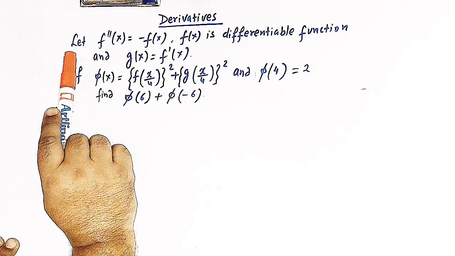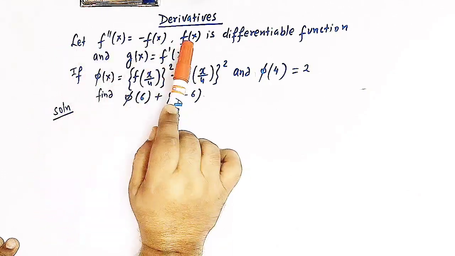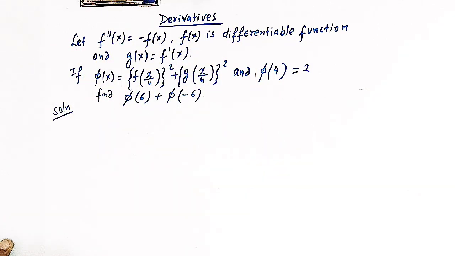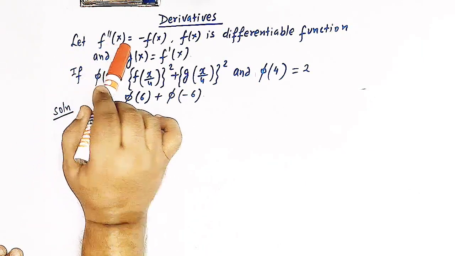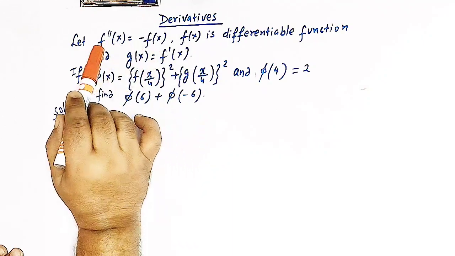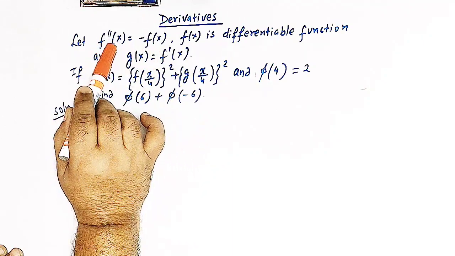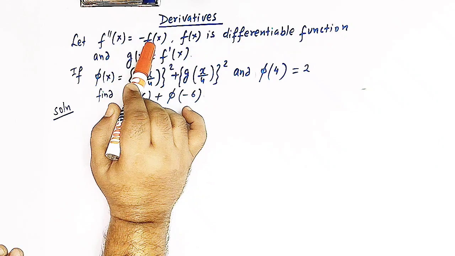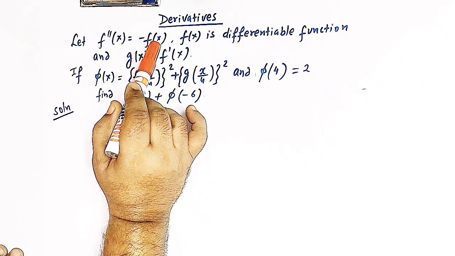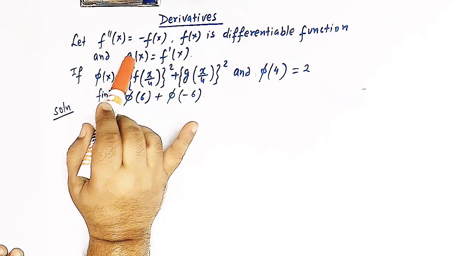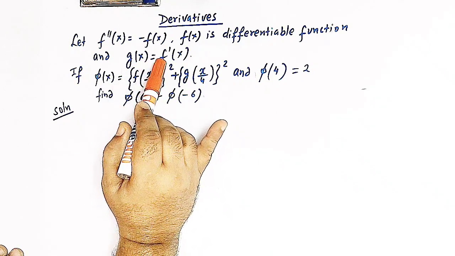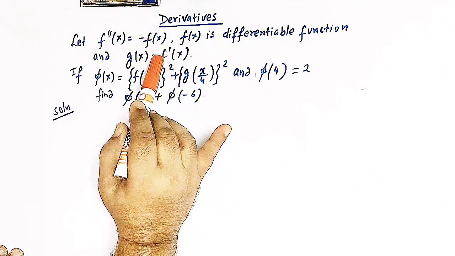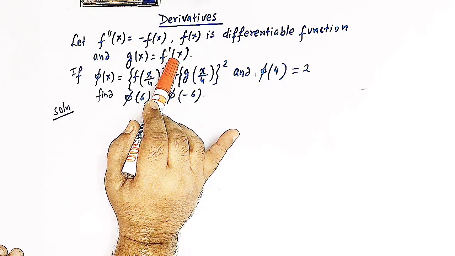And here we are given a function f of x, which is given to be a differentiable and continuous function. Let f double prime of x be equal to minus f of x. So the second derivative of f of x is equal to the negative of the function f of x, and we are given another function g of x, which is equal to the derivative of the function f of x, that is f prime of x, right?